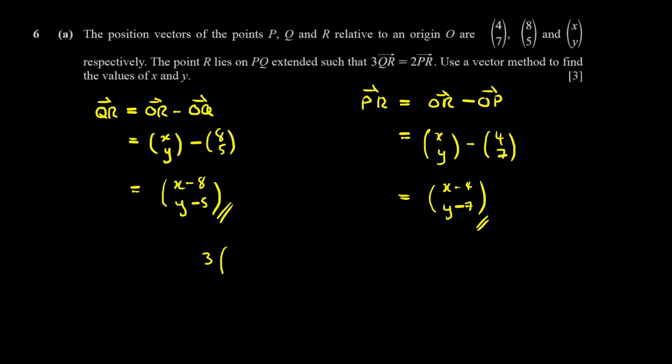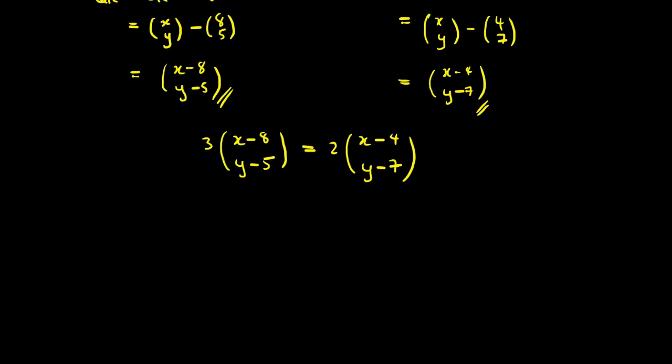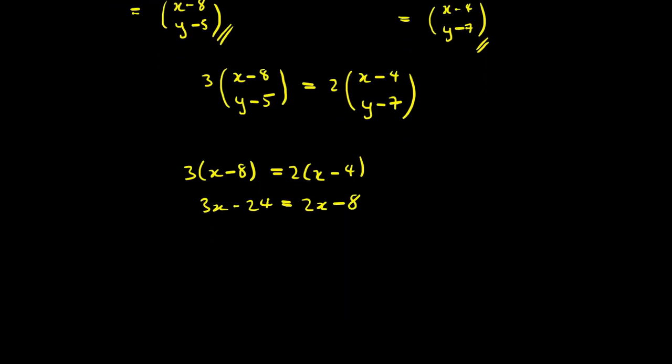We're going to get 3 times (x minus 8, y minus 5) equal to 2 times (x minus 4, y minus 7). Okay, so we end up with 2 equations, right? So let's take the one in x. We've got 3 bracket x minus 8 is equal to 2 bracket x minus 4. So that's 3x minus 24 is equal to 2x minus 8, and so therefore x is equal to 16.